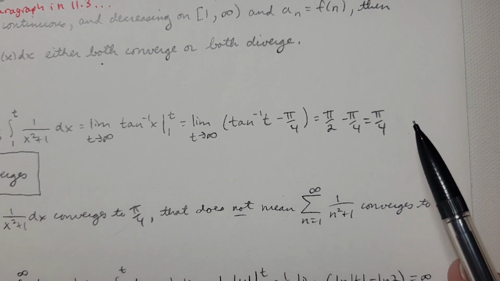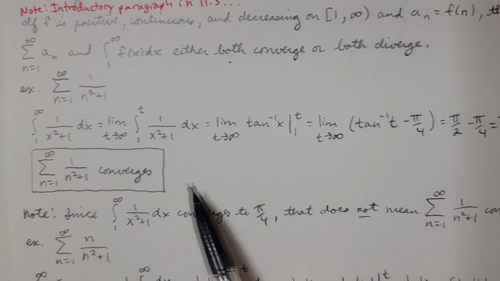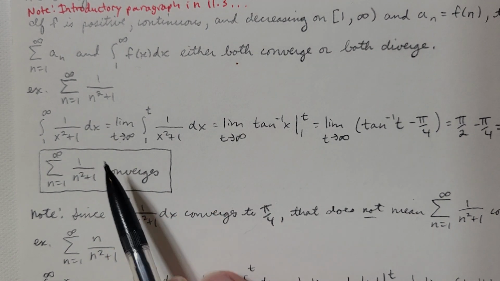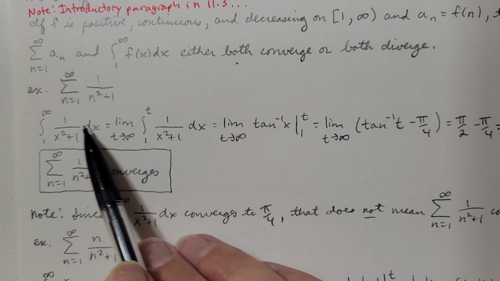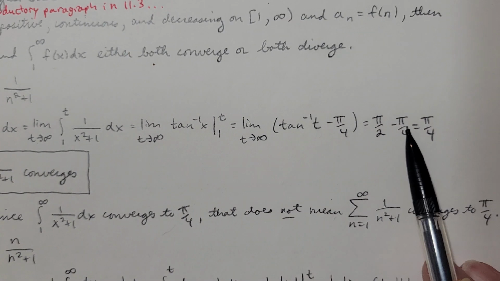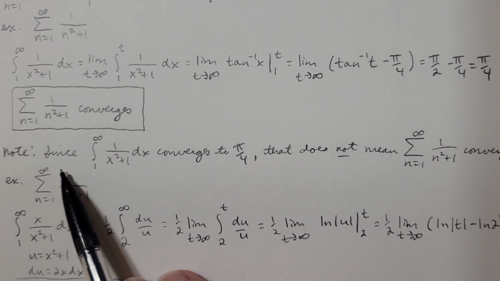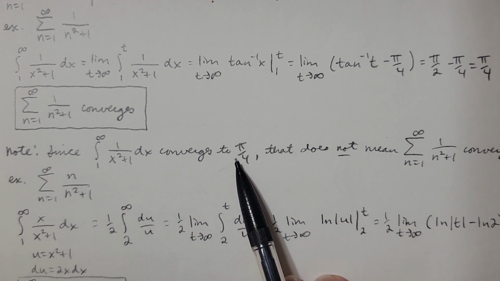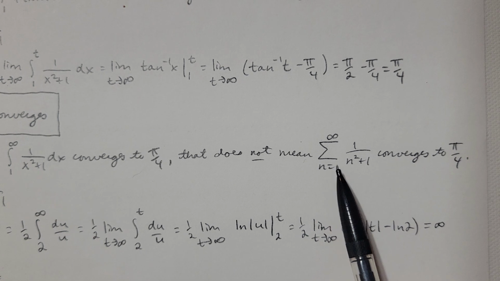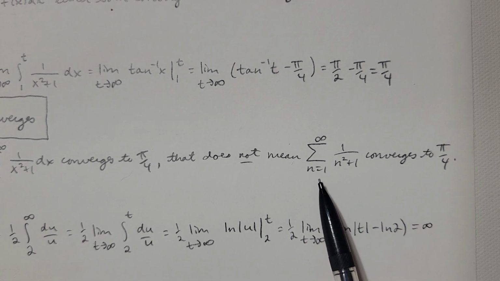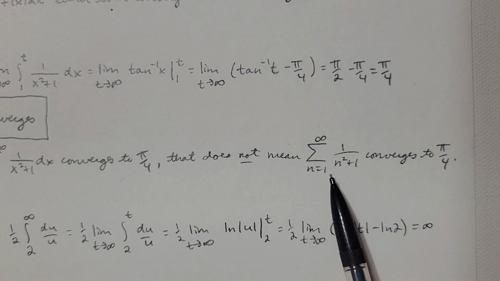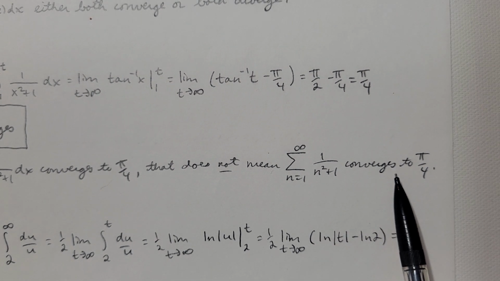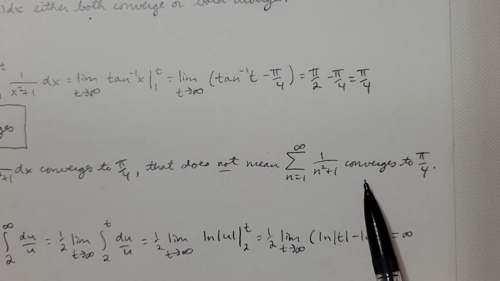Now, that is a finite number, so that tells me that this integral converges. The series also converges. The integral converges to pi over 4. Now, I've got a note here. Since the integral converges to pi over 4, that does not mean that the series given by the sum as n equals 1 to infinity of 1 divided by n squared plus 1 converges to pi over 4 also. It just means that the series converges.